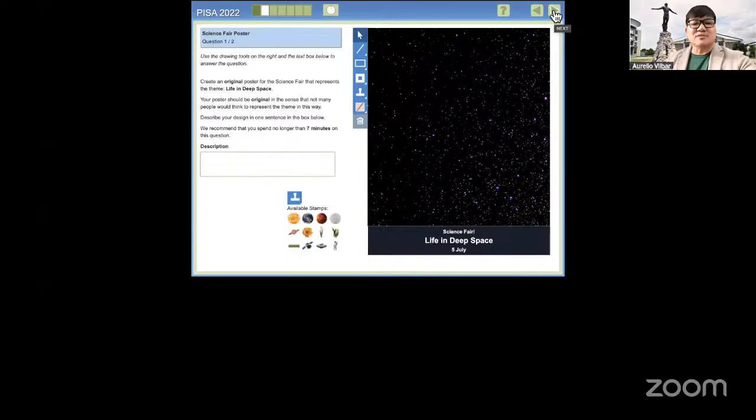Use the drawing tools on the right and the text below to answer the question. Create an original poster for the science fair that represents the theme Life in Deep Space. Your poster should be original in a sense that not many people would think to represent the theme in this way. Describe your design in one sentence below. We recommend you spend no longer than 7 minutes on this question.